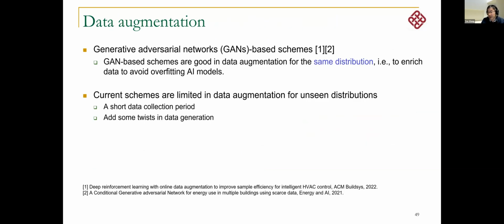Data generation itself is not new. There are GAN-based schemes. GAN-based schemes are good in data augmentation for the same distribution to enrich the data. So if you have seen the distribution, you enrich the data to avoid overfitting AI models. But they are limited in data augmentation for unseen distributions. For example, for this target building B, we only have a short data collection period. And we probably also want to add some twist in data generation.